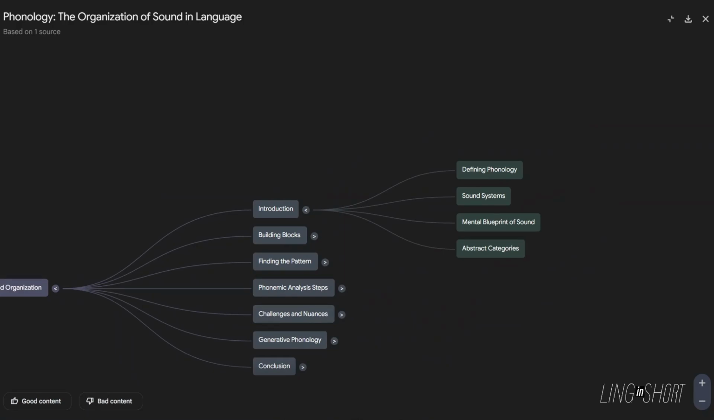Think of phonemes as the really distinct types of blocks, like a red block versus a blue block. Fundamentally different, right? They can change what you build. We show these core sound units with slashes, like /p/ or /b/.